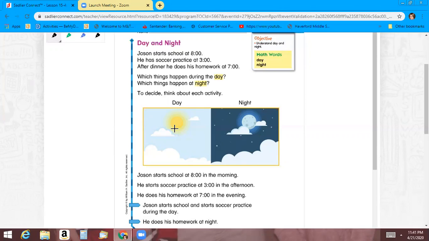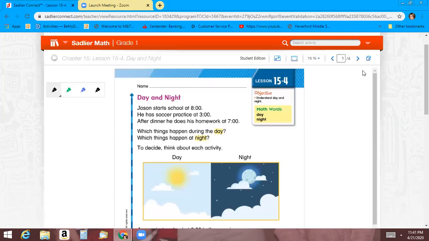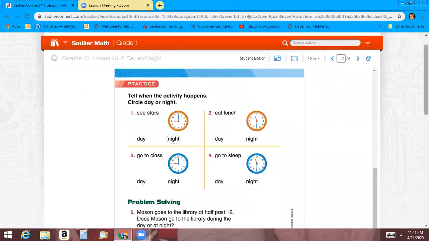So that kind of helps us know that Jason starts school and has his soccer practice in the afternoon. So we know that he's doing those things during the day. When he is doing his homework, if it's in the evening, we know that that happens at night. So we're just talking today, our math words are the words day and night. So let's continue with that and let's look at the next page in our book.